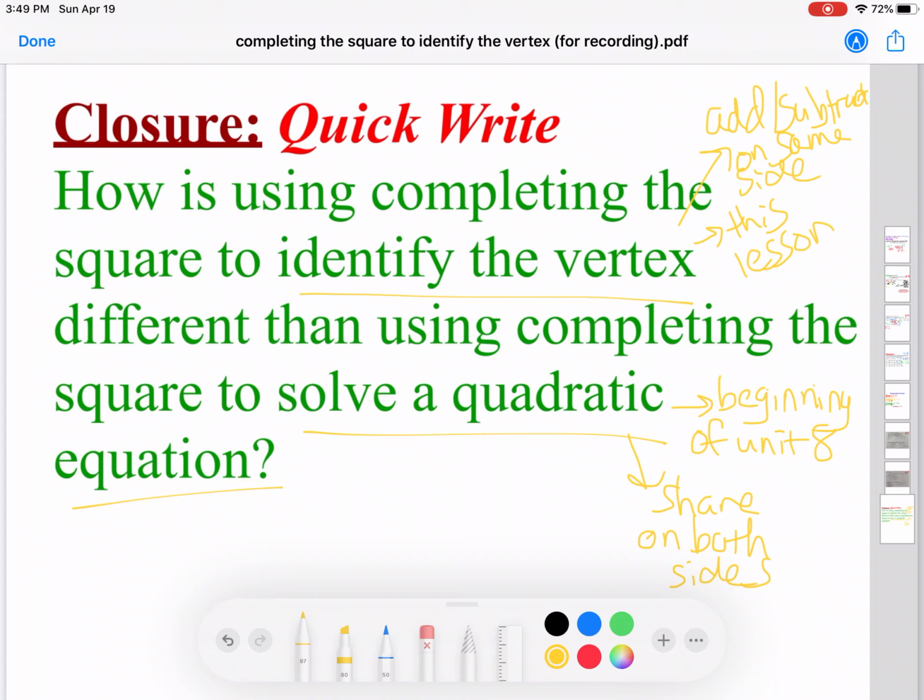So again, you've now seen that completing the square can be used to do two things. First, it could be used to solve a quadratic equation, and now we know that it can also be used to identify the vertex by writing our equations in vertex form.